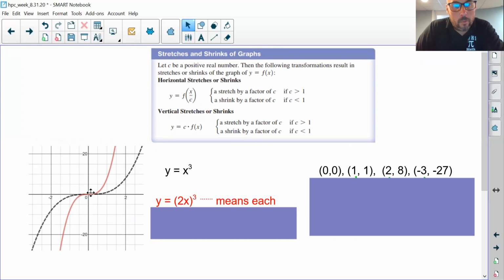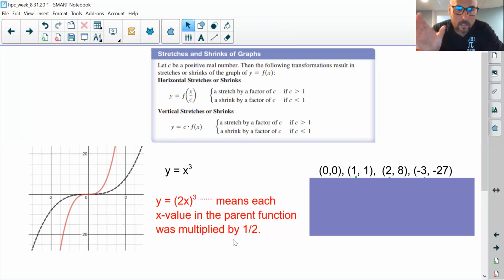So 1 would produce 1 because 1 cubed is 1. 2 would produce 8 because 2 cubed is 8. 3 would give you 27 because 3 cubed is 27. Well, what if you put a 2 in there? A 2 is inside the grouping symbol, so that means it's changing the x value. And that's the red. The 2 would be acting as a 1/2 right here because notice it's in the denominator. So you take all the x values and you divide them by 2. So it's a horizontal shrink.